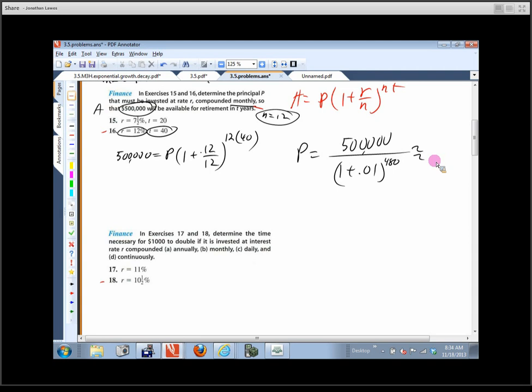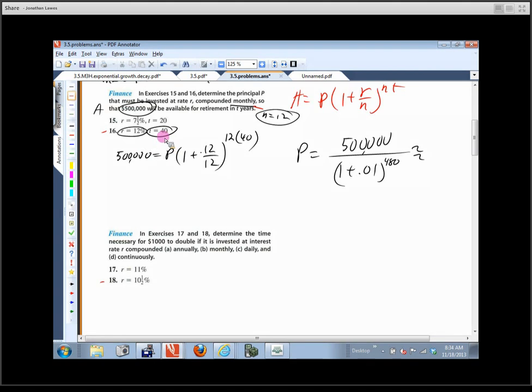Are we expecting a number bigger than 500,000 or less than 500,000? Less. A lot less or a little bit less? A lot less, okay? This is going to grow at 12% interest. That's a huge percent interest rate for 40 years.